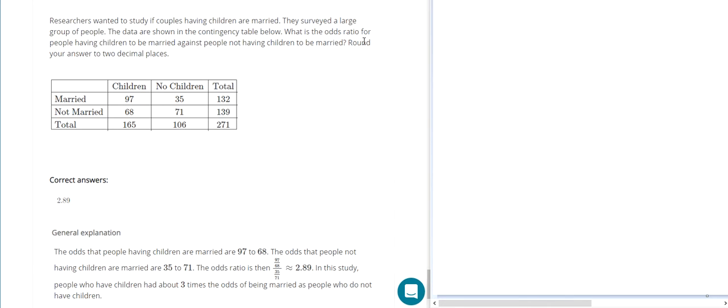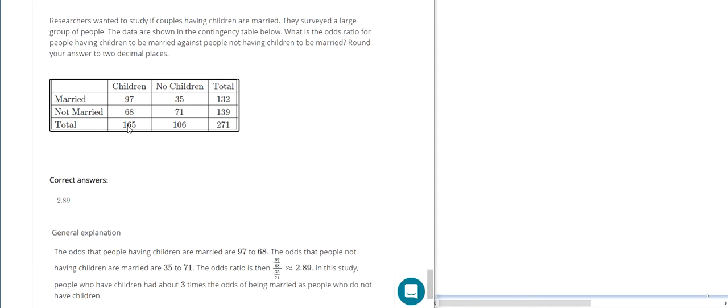Go ahead and pause the recording and read through the word problem if you haven't had a chance to do so. But basically what we're supposed to do is to find an odds ratio. And we got a couple of different statements here. People having children to be married. So there's 165 people that have children, right?